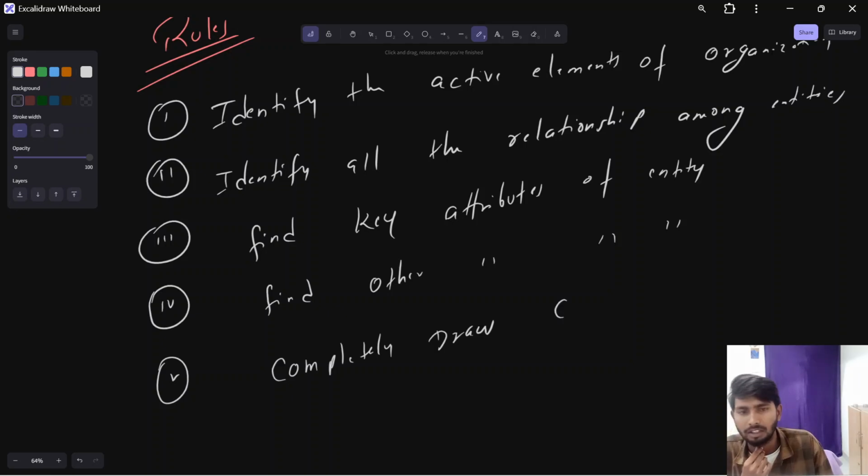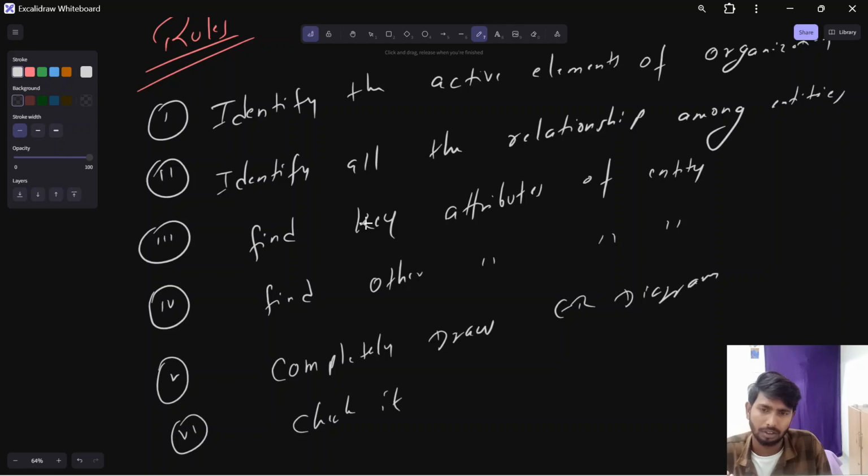Okay, diagram. After that, that's it. Last we can say check it. These are the six steps. First, we have to identify the active element, then relationship, then key attributes, and other attributes. We can say all of the attributes.